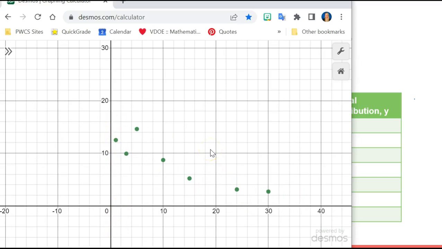So if we were to describe this using our three terms that we talked about, direction, form, and strength. All right, direction, I would say this is negative. As we go left to right, the points are generally going down. The form would be linear. I could almost draw a straight line through these points. And the strength, I'm going to call this moderate. All right, I could kind of draw a line through them all, but it wouldn't be exactly perfect.